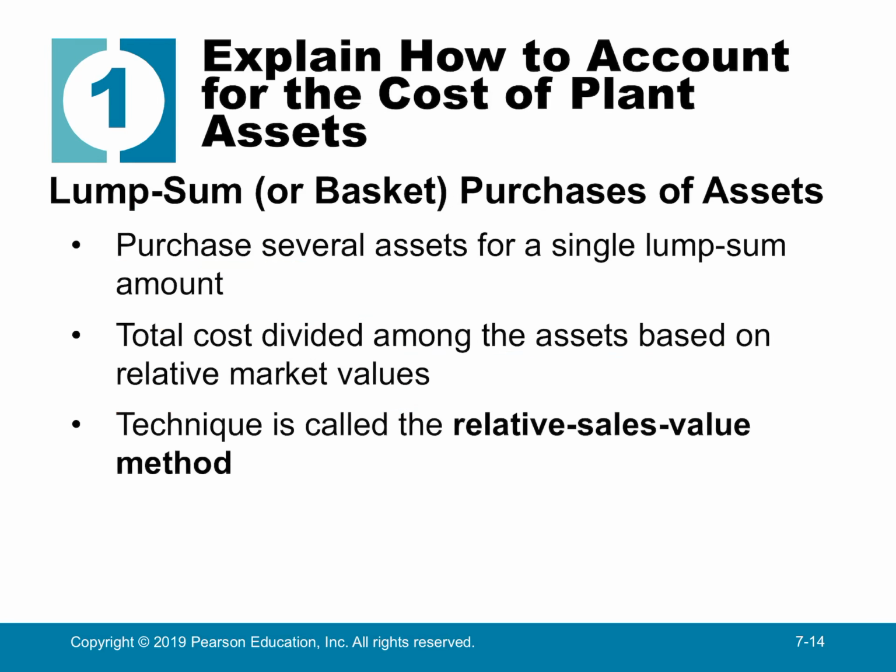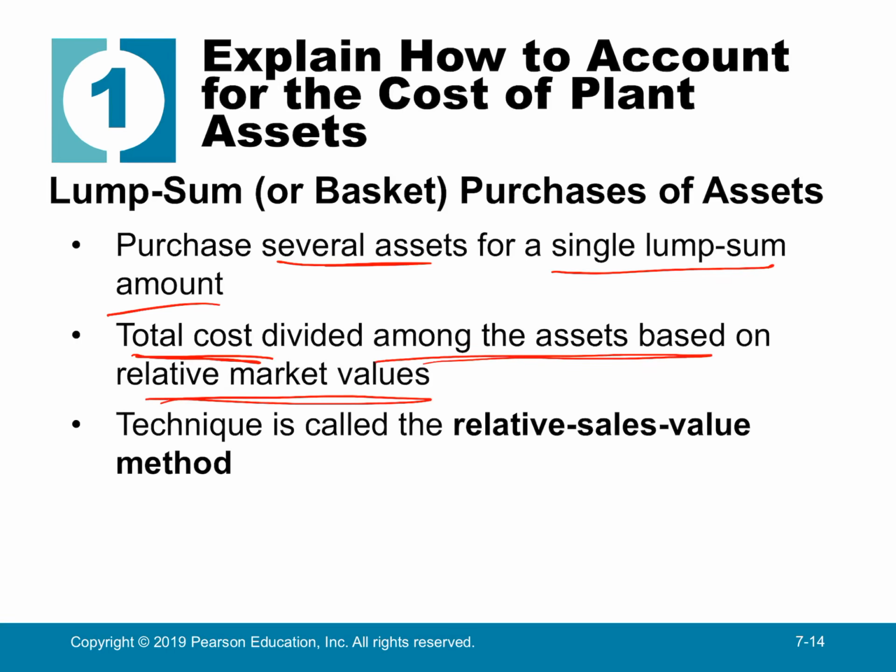This is very common, right? Oftentimes when you buy, let's say, a building, you're buying several assets with a single lump sum amount. If you think about it, if you're buying a house, many of you probably haven't purchased a house yet, but if you buy it, you're buying the land that the house sits on plus the house. So what we need to do is divide the total cost among the different assets, and we'll do that based on relative market values. This is a technique. The name is the relative sales value method.